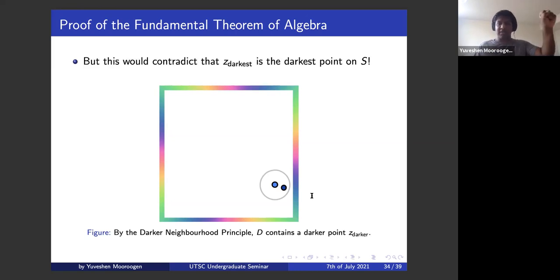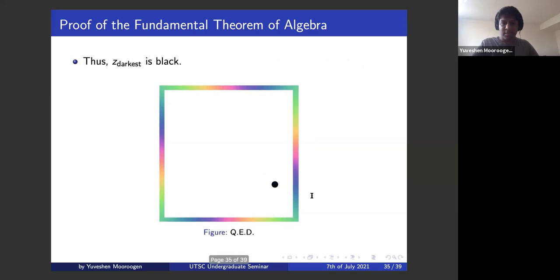But now I have a darkest point and I have an even darker point sitting inside the square. But that just doesn't make sense. I can't have a strictly darker point than the minimum, which I've already achieved. So that would be a contradiction. So my only option is that the darker neighborhood principle can't apply to my darkest point, which means that it has to be black. But this was exactly what I needed, so the proof is done.